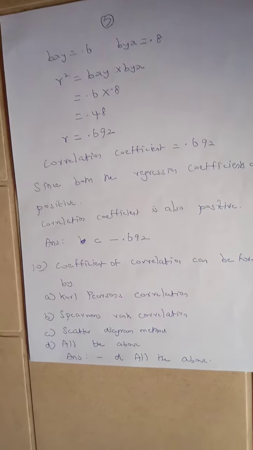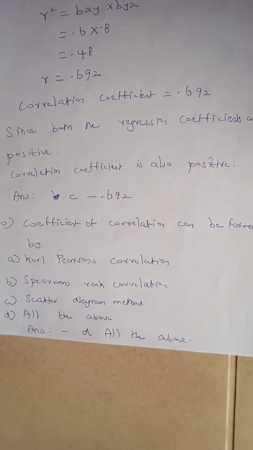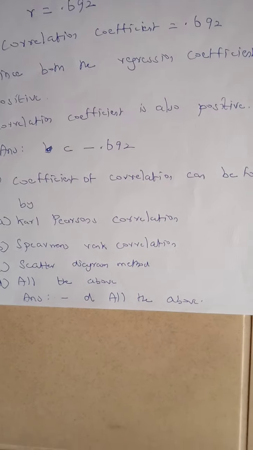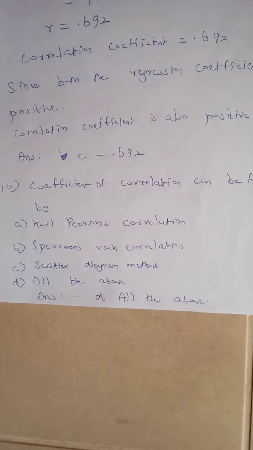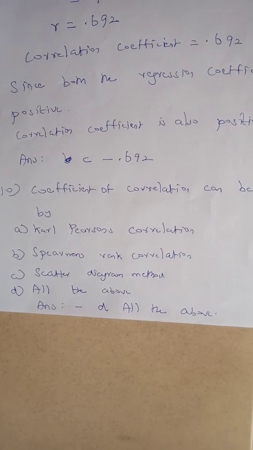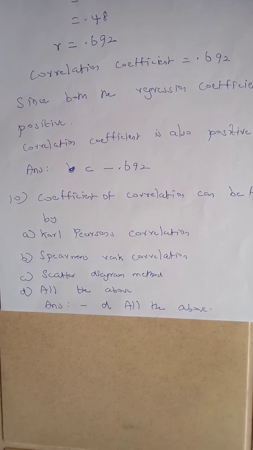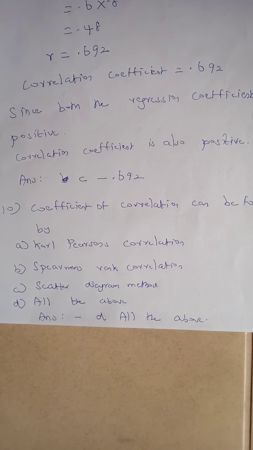Let us move to the last question of this video. Coefficient of correlation can be found by: option A, Karl Pearson's correlation; option B, Spearman's rank correlation; option C, scatter diagram method; option D, all the above. So we know very well it can be found by all the above. So the correct option is all the above methods, the correlation coefficient can be found.